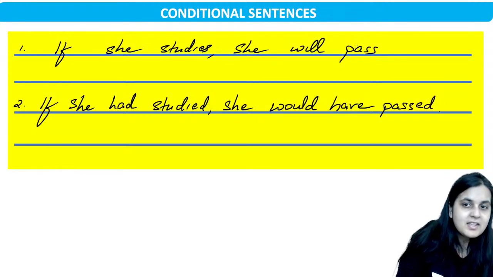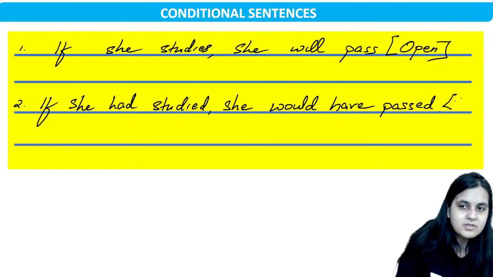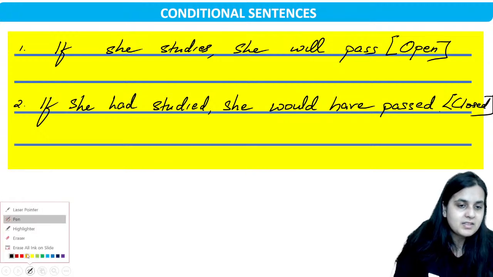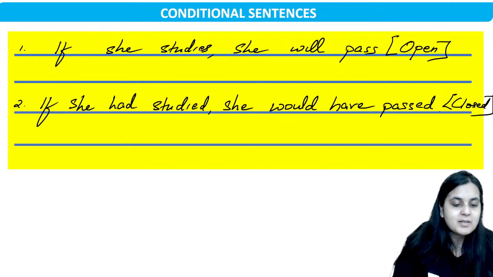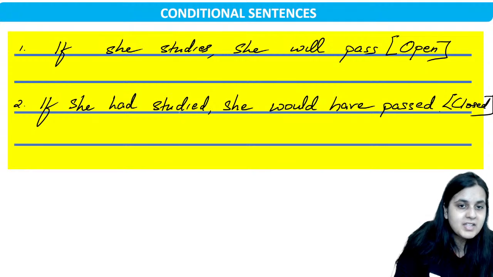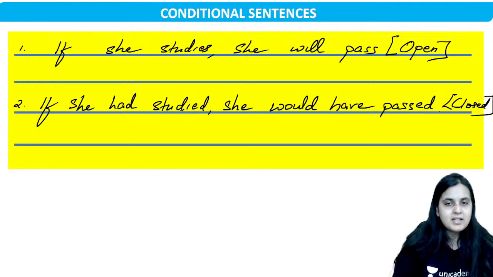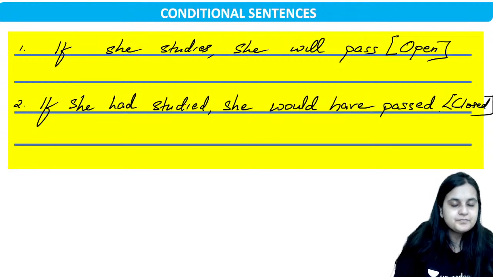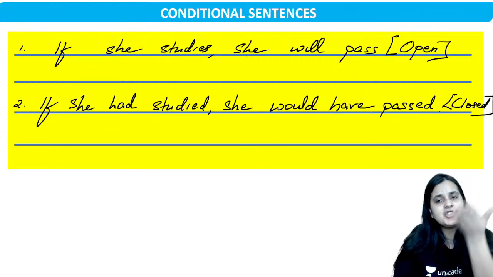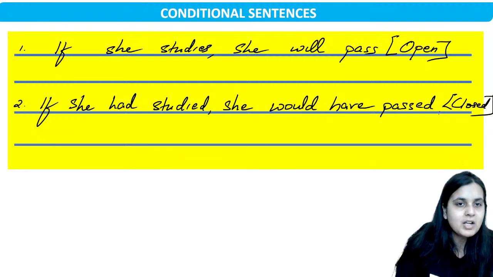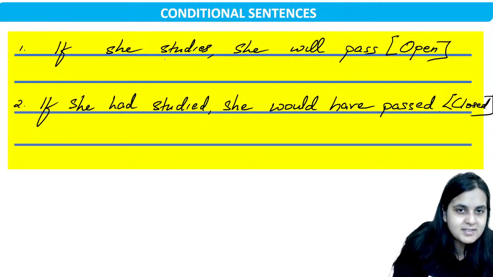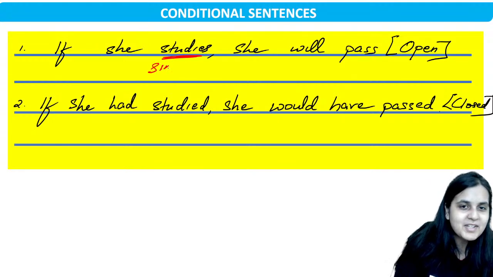The difference is, in this one it's still open, and this one is closed. What do I mean by open and closed here? In this context, it's still open, meaning it can still happen. Even if you study now, you will pass. There's still a chance. But here, if she had studied, she would have passed, meaning the exam is over. Results are announced. She has failed. You're thinking, if she had studied, she would have passed. So this is closed. You can't do anything about it. That is why, if you look at this, in if she studies, we will use simple present tense.